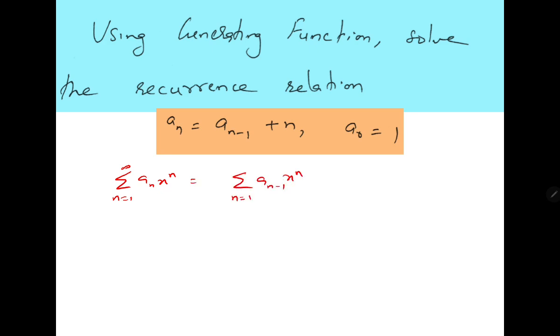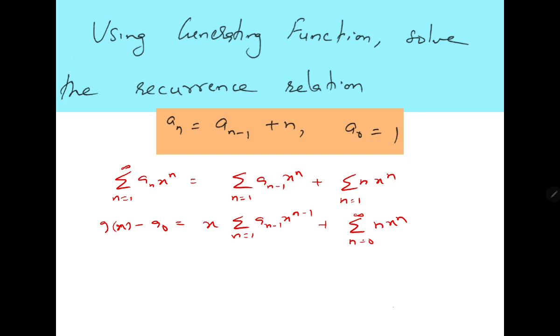The summation of a_(n-1) x^n plus the summation of n x^n, from 1 to infinity. Now in the first term again a_0 is missing, so this is g(x) minus a_0. In the second term I take x outside, so it becomes a_(n-1) x^(n-1), and in the last term even if I start the summation from 0 nothing would change, because if I put n equal to 0 it won't change anything.